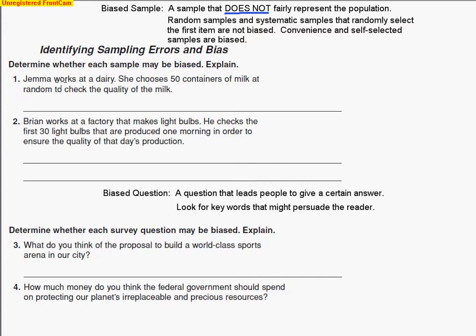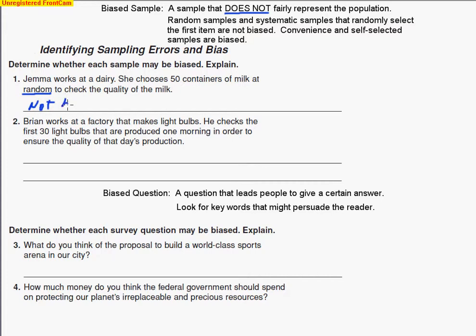She chooses 50 containers of milk at random to check the quality of the milk. And it doesn't matter that she works at a dairy or not. She might be biased in making sure that the quality of the milk's good, but we're thinking of her as a good citizen. She wants to make sure that she's producing good products. So we're not concerned with her working at the dairy, but she gets these 50 containers of milk at random, and that's the key. Whenever you see the word random, then you know everything's okay. So we would say not biased.